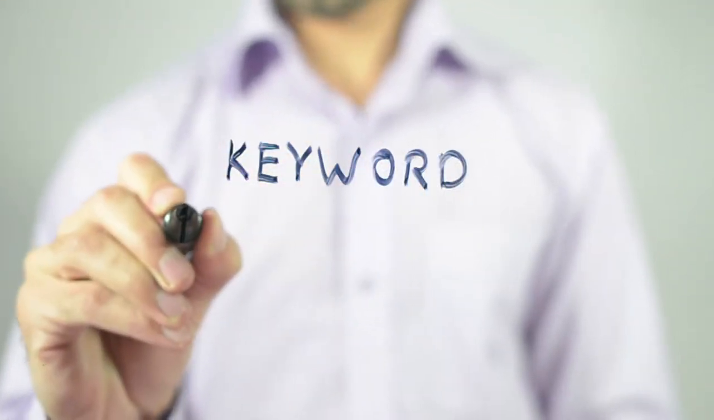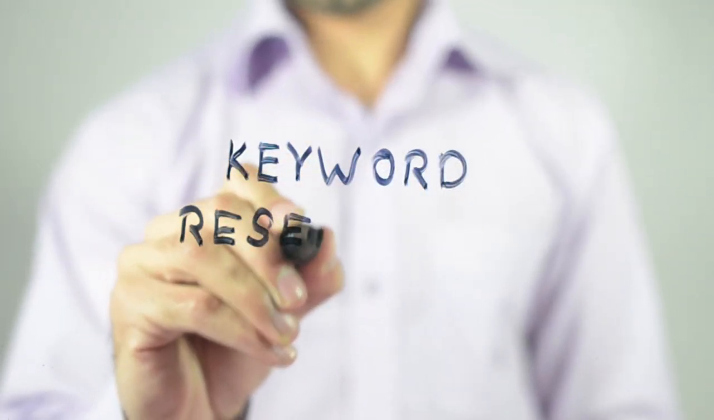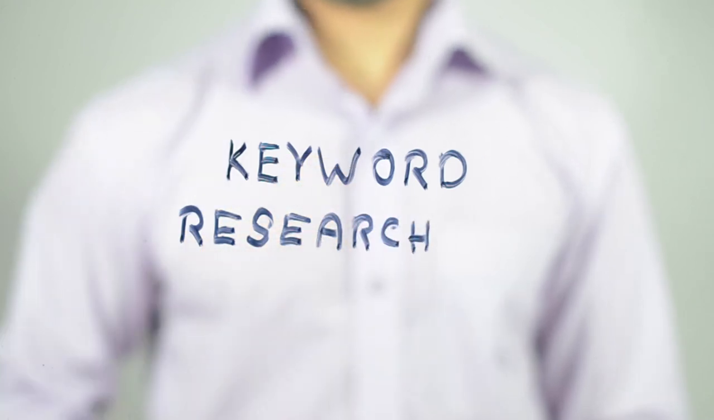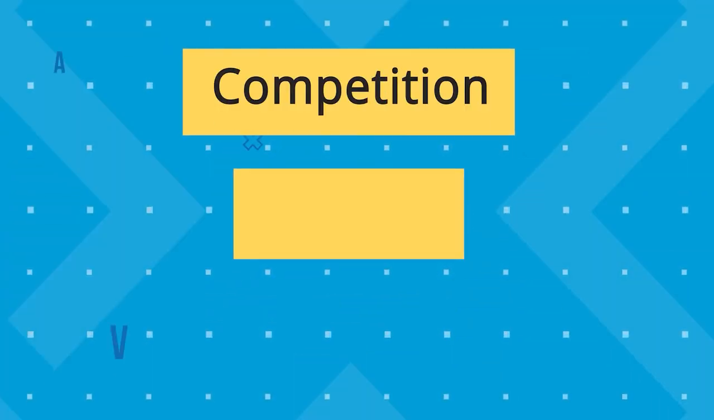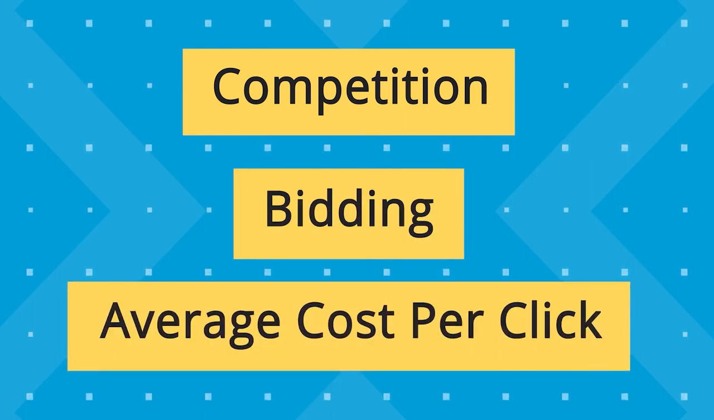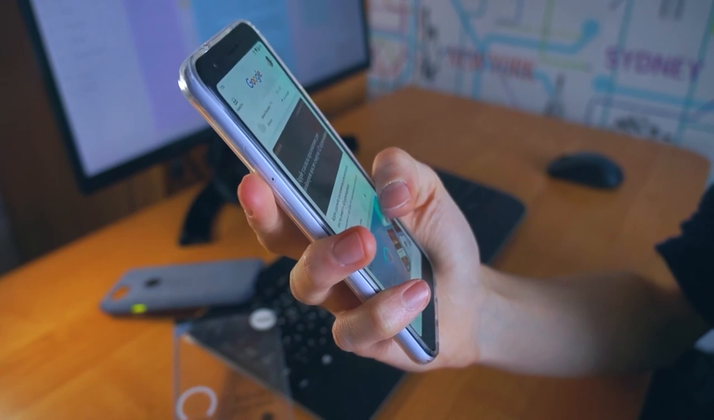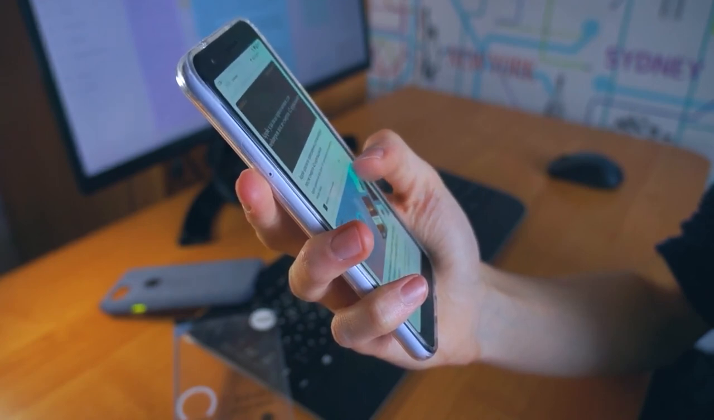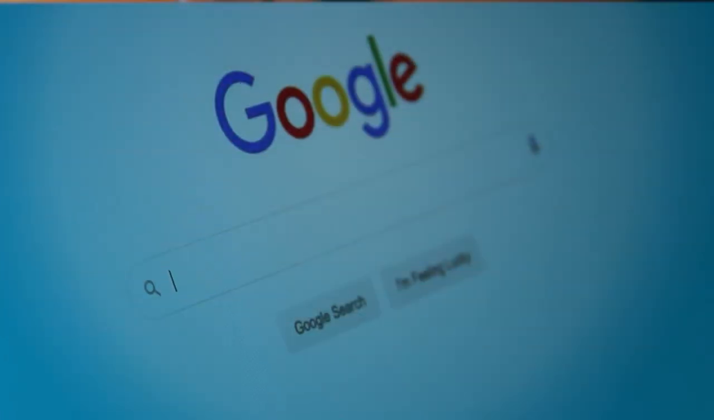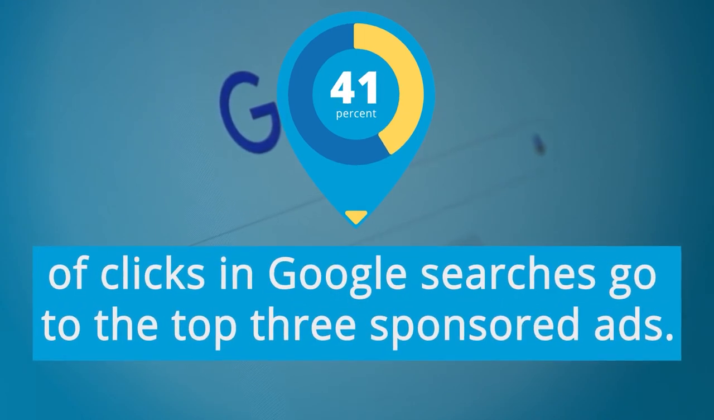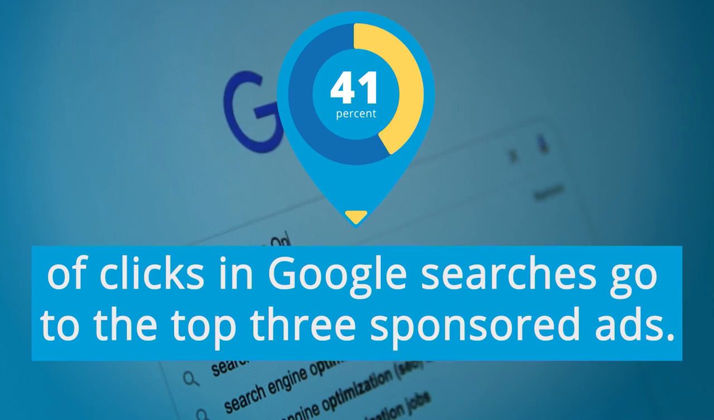You'll want to perform all the same keyword research that we talked about for SEO for PPC. But this time, you'll also want to pay attention to the competition, bidding, and average cost per click because you're paying Google to show your website instead of performing all of the SEO efforts organically on your own. A recent article said 41% of clicks in Google searches go to the top three sponsored ads, so it's definitely worth looking into as a nonprofit marketing method.